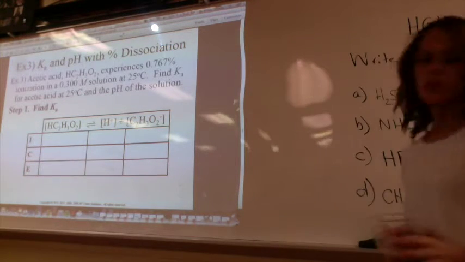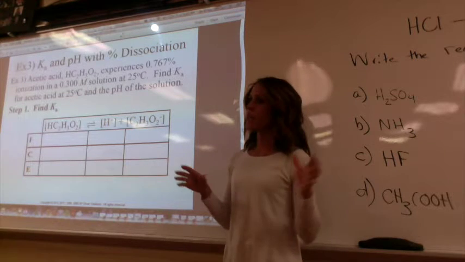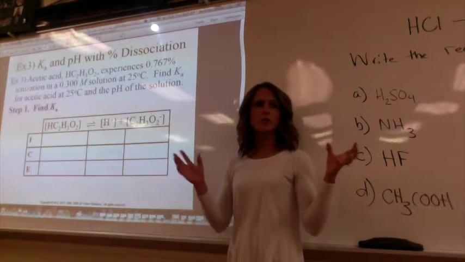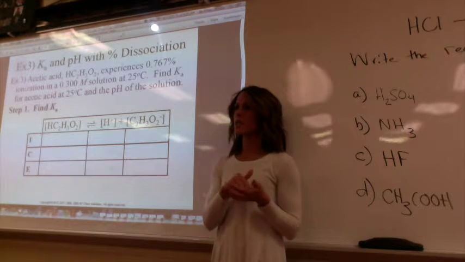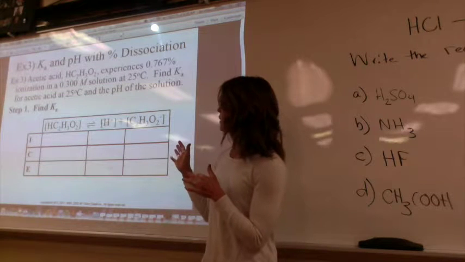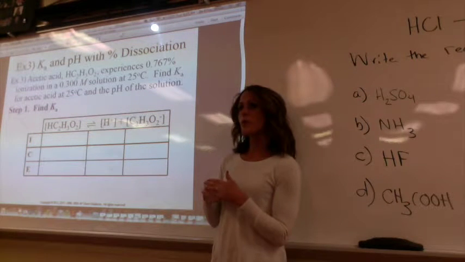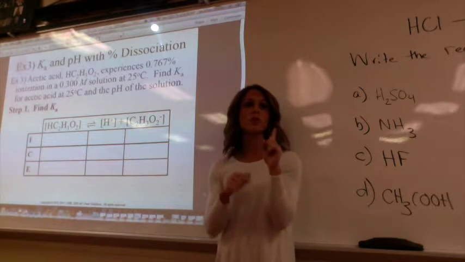Okay. So the only other way that a question is going to be given to you on an AP exam about equilibriums for acids and bases is they tell you how much actually gets dissociated. So instead of giving you your Ka value here, they're going to ask you to solve for it by using something called percent dissociation or percent ionization. So remember the two words.